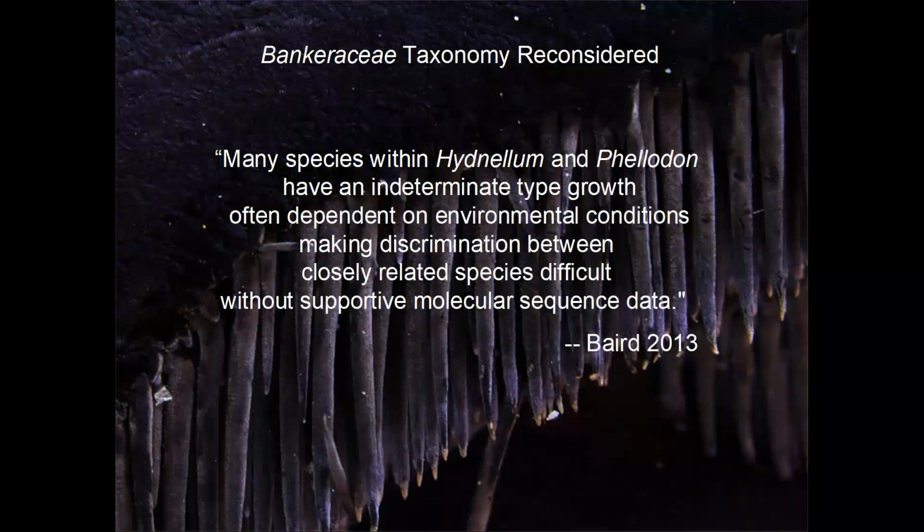All right. Now, the Bankeraceae taxonomy reconsidered. There have been a number of papers produced more recently. So going back to Baird, who remember in 1986, was saying that, well, it seems that there's some problems with the identification of these things. The European names probably don't apply to North America. Maybe there's new species here. Okay, so many species within Hydnellum and Phellodon have an indeterminate type growth, often dependent on environmental conditions, making discrimination between closely related species difficult. I can attest to this, without supportive molecular sequence data, which unfortunately I don't have.